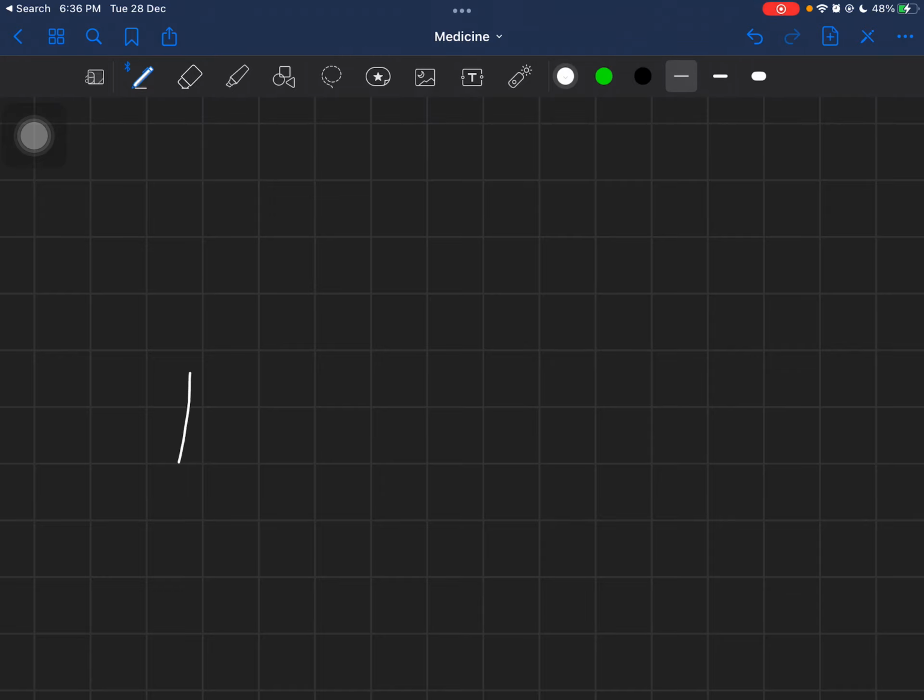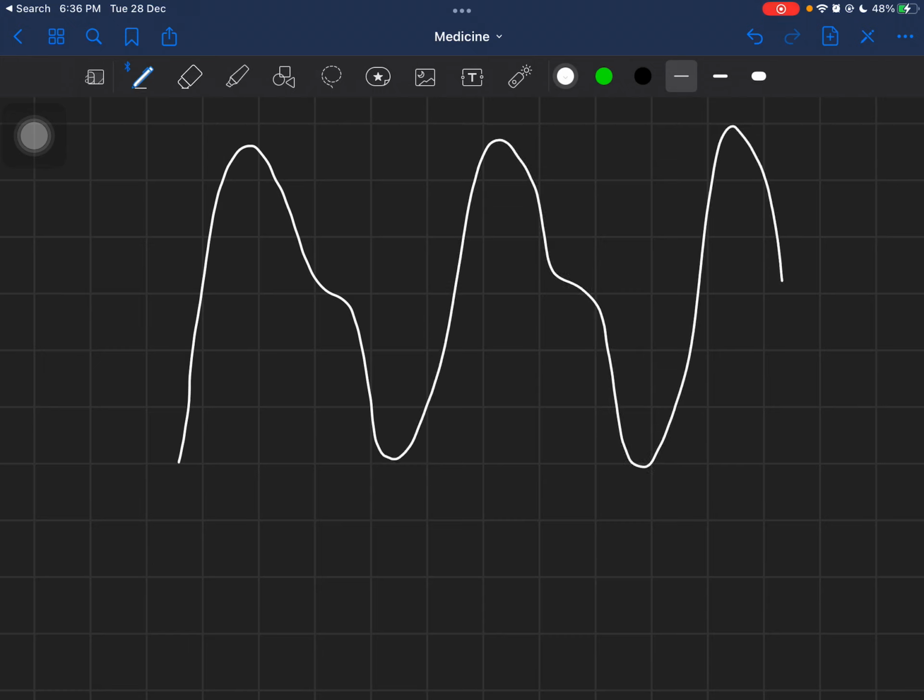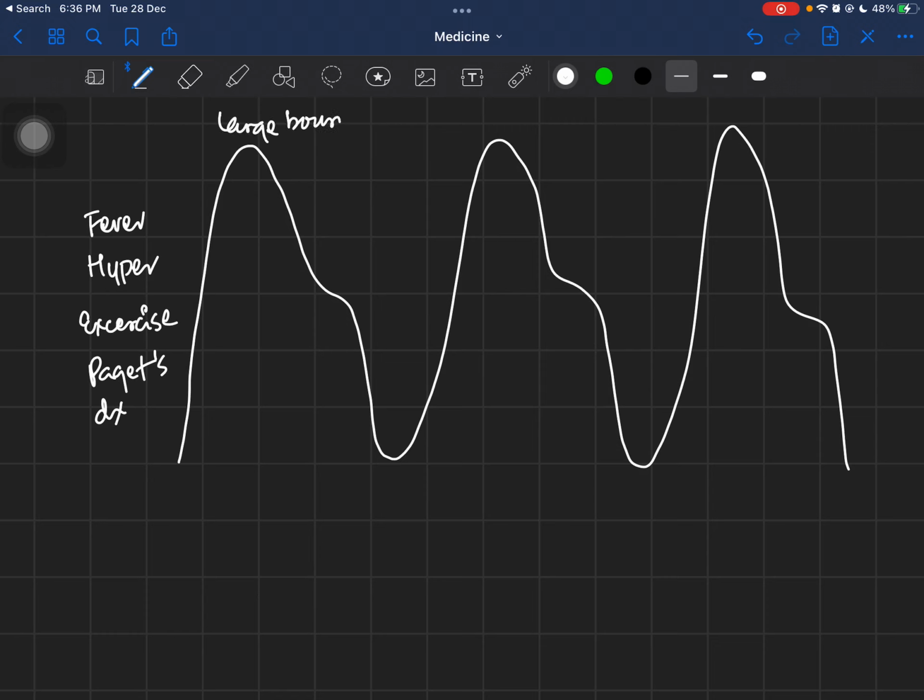In cases of hypovolemic shock, we will expect a small peak, rapid and feeble pulse, right? Contrary to that, if there are large bounding pulses like this, the amplitude of the tidal wave is more. That means the heart is pushing out more blood. This is a high cardiac output state. So what would be a condition of high cardiac output? Fever would be one, hyperthyroidism maybe another, maybe in children after exercise, maybe physiological, right? Maybe in Paget's disease of bone. So these are some high cardiac output conditions where we can find this type of large bounding pulses.